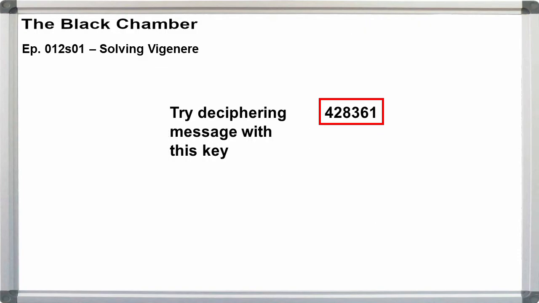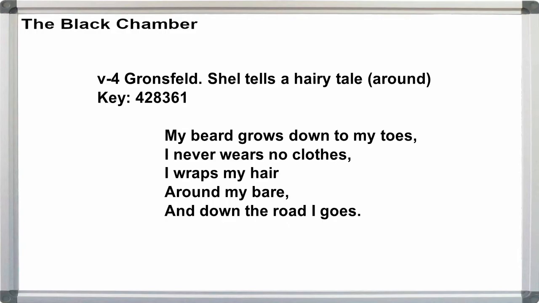Following the instructions for deciphering Gronsfeld ciphers as given in episode 12, using our candidate key 428361, we get: my beard grows down to my toes, I never wears no clothes, I wraps my hair around my bear, and down the road I goes.